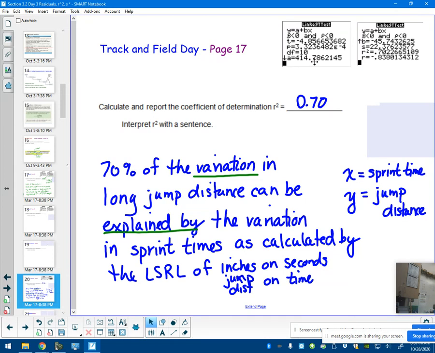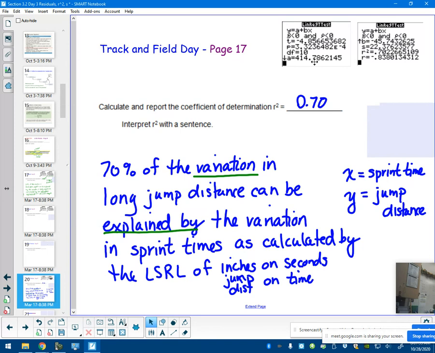So let's think about this. This is telling me that to be a good long jumper, 70% of the good long jumping is your speed. So there's 30% that's not explained by your speed, right? What other things do you need to be a good long jumper? Powerful legs, so your muscle structure in your legs. Maybe your height explains it. What other kind of things? What makes somebody be a good jumper?